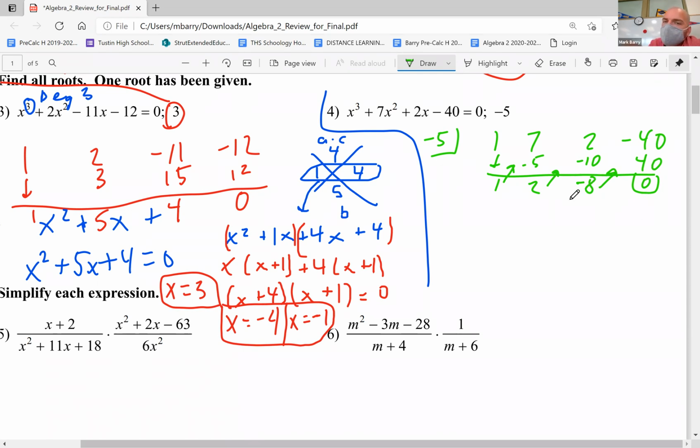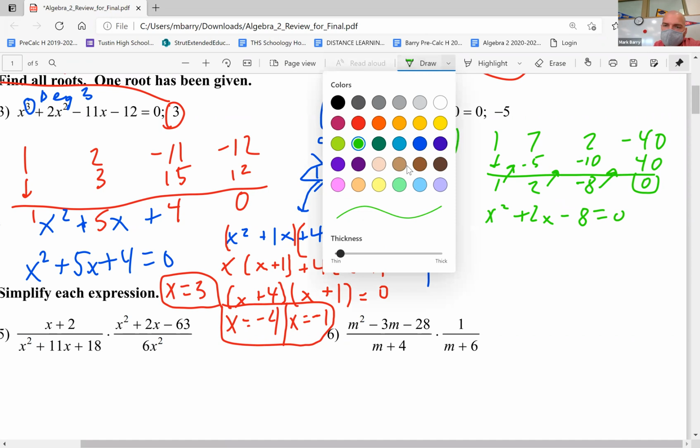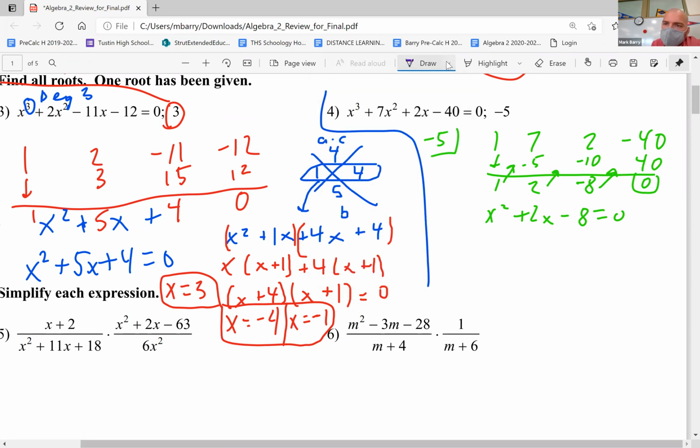All right, so then we started off in the third degree, so now this is in the second degree. So we have 1x squared plus 2x minus 8 equals 0. So now we need to solve that. We need to think of two numbers that multiply to a times c, which is -8, and add to b, which is 2.